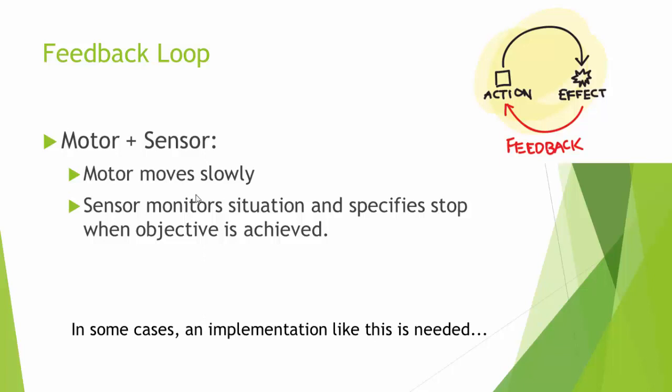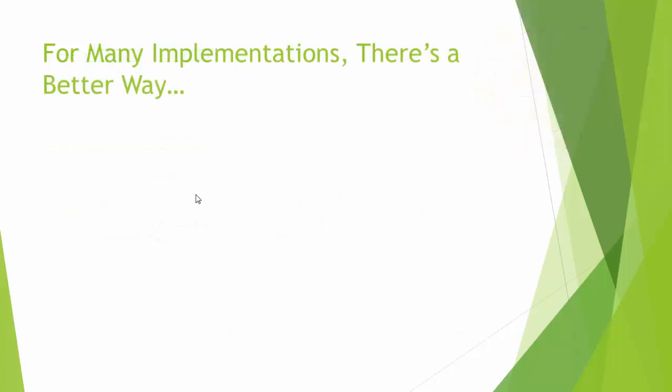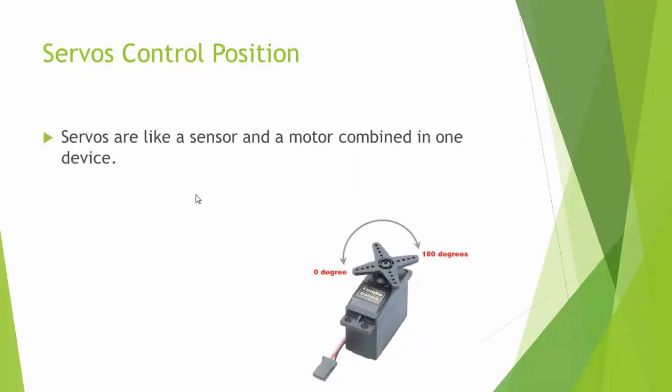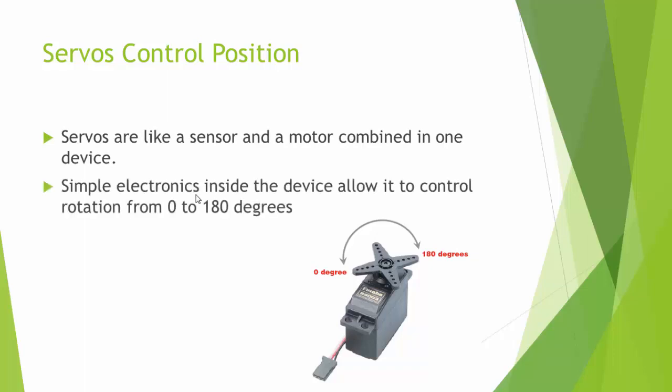Now that feedback loop is not necessary for all implementations. In fact, there's a better way to do some very simple things. So this is a servo motor. And servos are like a sensor and a motor combined in one device. Most of them have simple electronics inside, and they allow it to control its rotation from 0 to 180 degrees. Now there's some other styles, but this is the most common one.